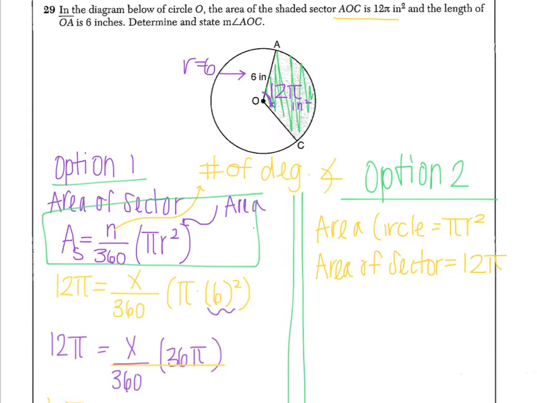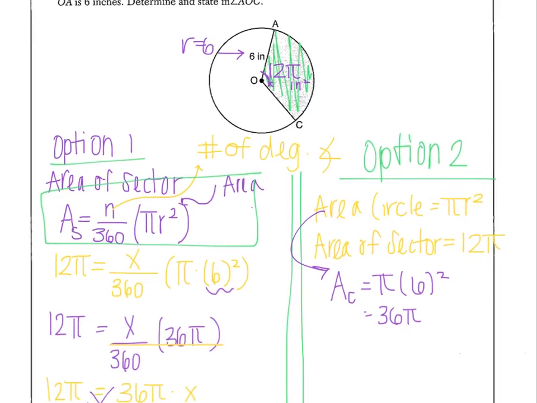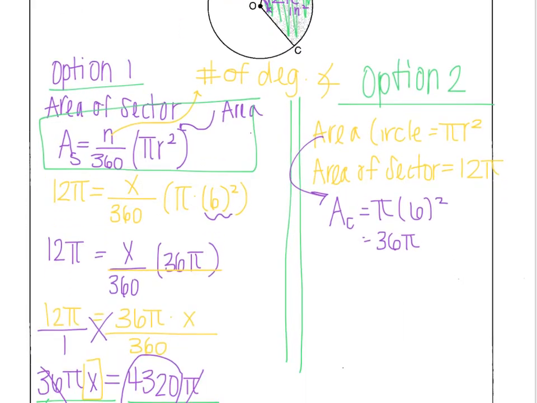We can first calculate the area of the circle by using the radius. So area of the circle equals pi times 6 squared, or in other words, 36 pi. And I know that I'm using up a portion of that circle. I'm using up 12 pi. So what we can do is set up a proportion here, where we have the circle over the sector, we'll say.